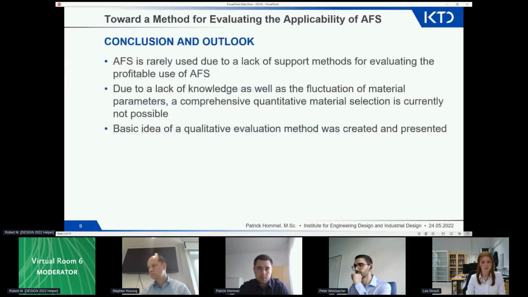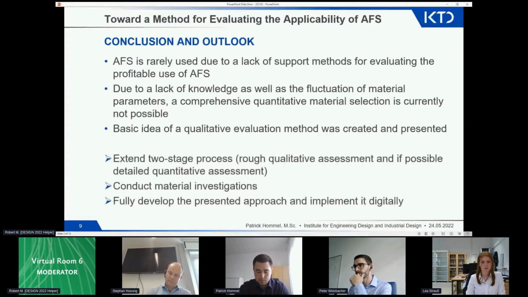So in conclusion, AFS is rarely used because of a lack of supporting methods. Due to fluctuations in material properties, comprehensive quantitative evaluations of these properties cannot be made. This is why a qualitative method has been designed. The selected method is an evaluation table in the form of a checklist and serves to assess which material is best suited for the use case. A corresponding approach was presented in the last minutes and can be considered in more detail in the paper.